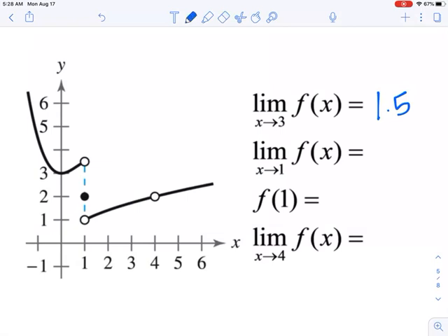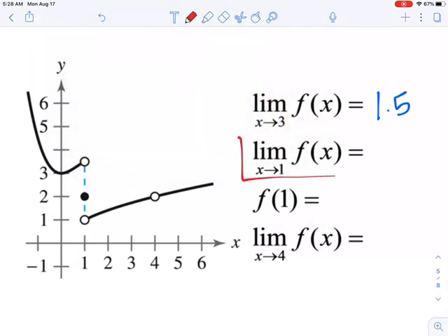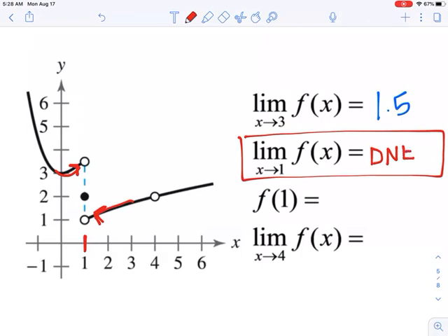Now, let's look at the limit as x approaches 1 of f of x. Well, here's x is 1. From the right side, we would be approaching 1, but from the left side, we would be approaching like 3.5. Since we are approaching two different values from the right side than the left side, we're going to have to say that our limit does not exist.